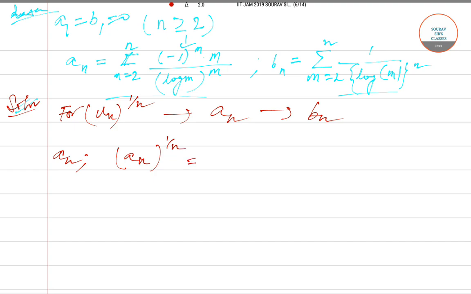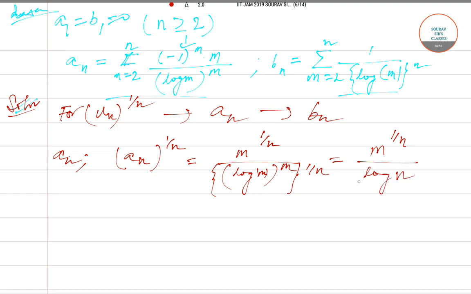We will reach a point where it will be m to the power 1 by n divided by log of m, whole to the power m, whole to the power 1 by n. So it will be m to the power 1 by n upon log of n. So clearly from this part we can see that this is less than 1. This is very much clear that this is less than 1.